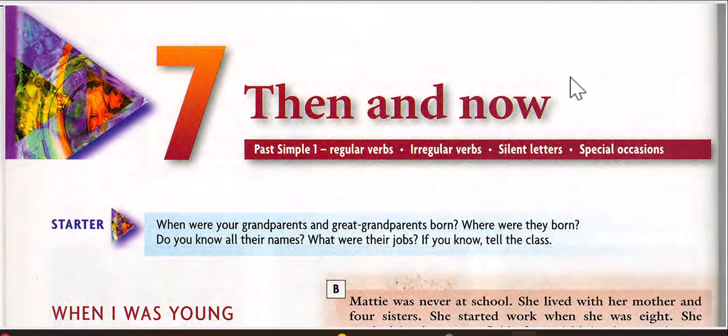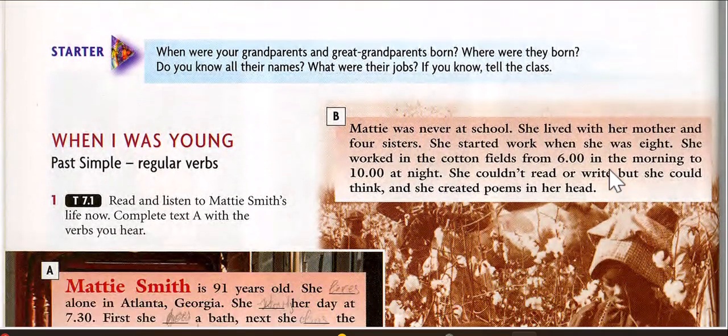In the last two units, we have seen present simple. In this unit, they are focusing on past simple. You can see the title of the lesson, Then and Now. Now is present, then is past. The main focus of this lesson is past simple. Let us see first regular verbs, irregular verbs, and then we move on to the lesson.